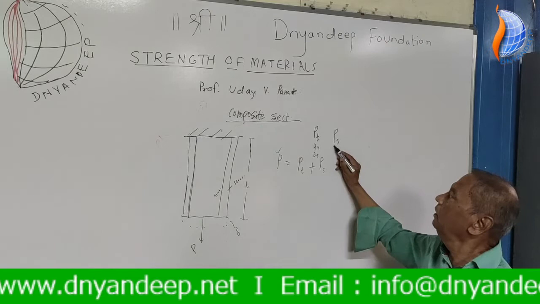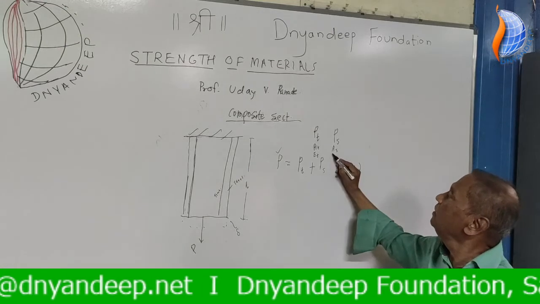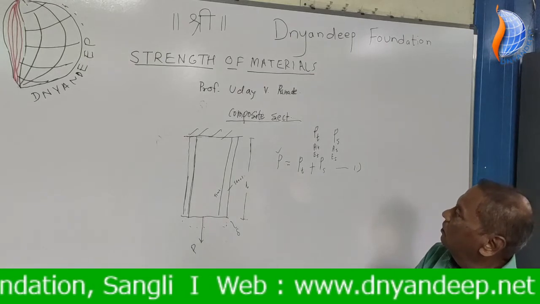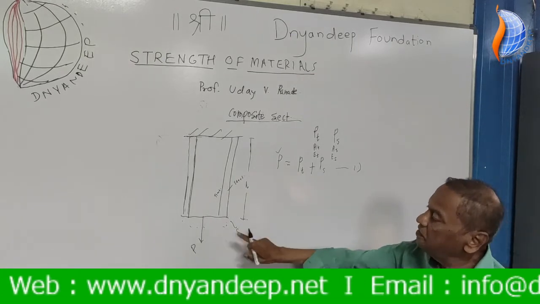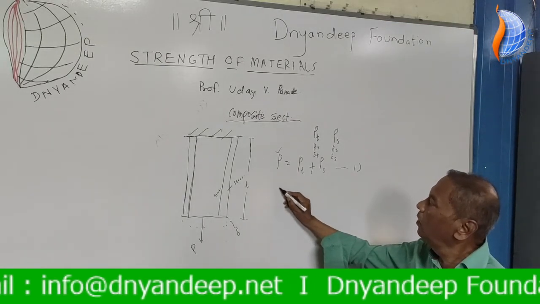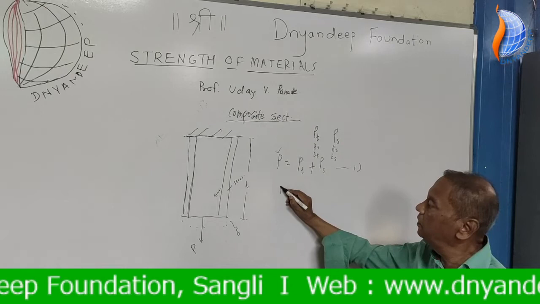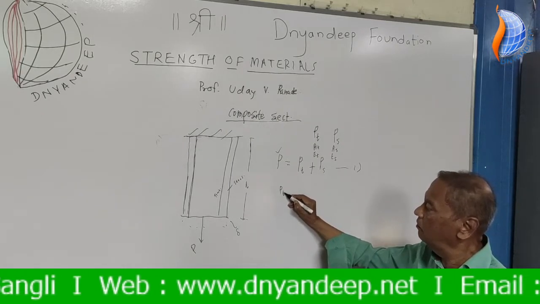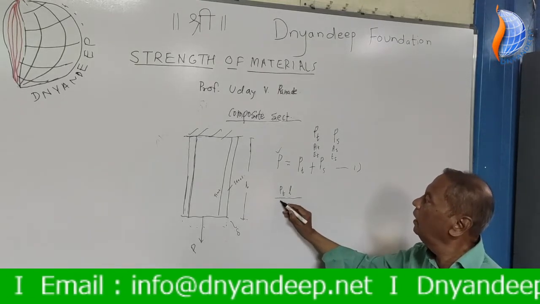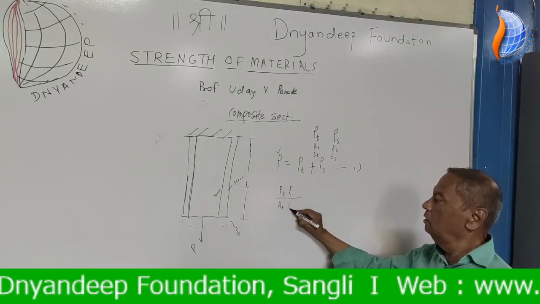Similarly, let AS be the area of cross section of steel, and ES be the modulus of elasticity for steel. Now as delta is the same, we have the equation. What is the change in length for timber? PL upon AE, that is, PT into L, L is common, upon AT, which is the area of cross section of timber, into ET.